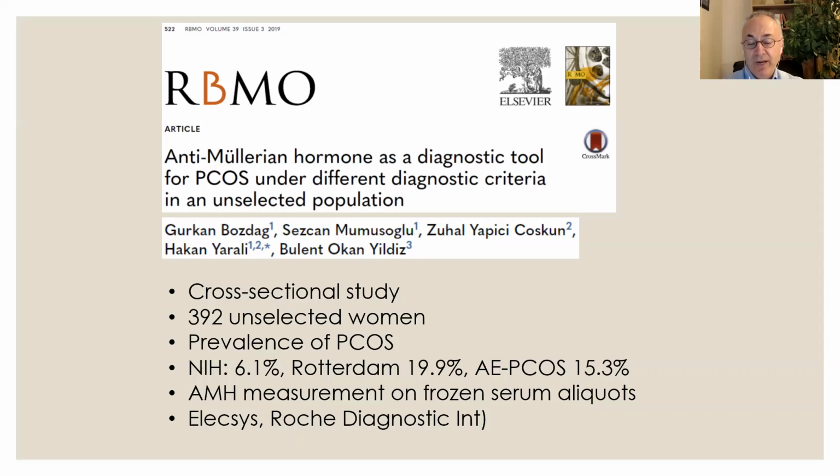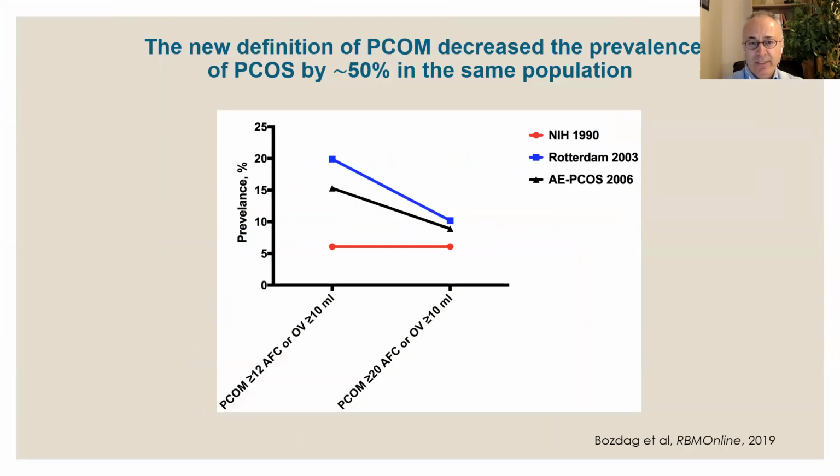From that, based on recommendations from the international guideline, we have looked at the AMH levels in our prevalence study that included unselected women, close to 400. And just to remind, the prevalence rates based on NIH, Rotterdam, and Androgen Excess Society were 6%, almost 20%, and 15% respectively. So we measured AMH on frozen serum samples, and we used the Elecsys Roche Diagnostics assay.